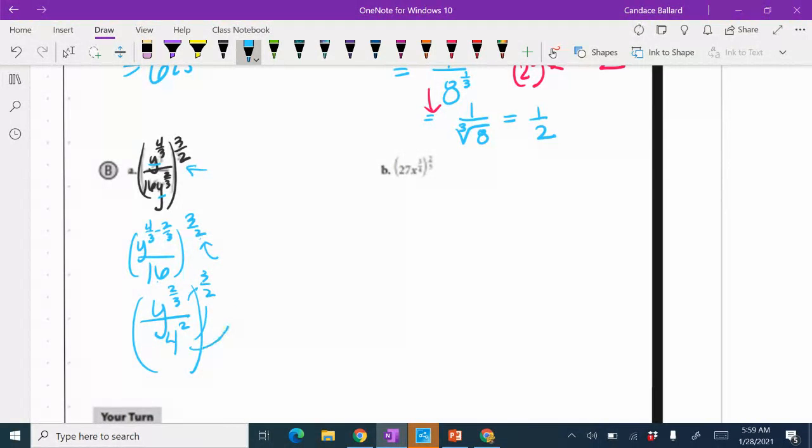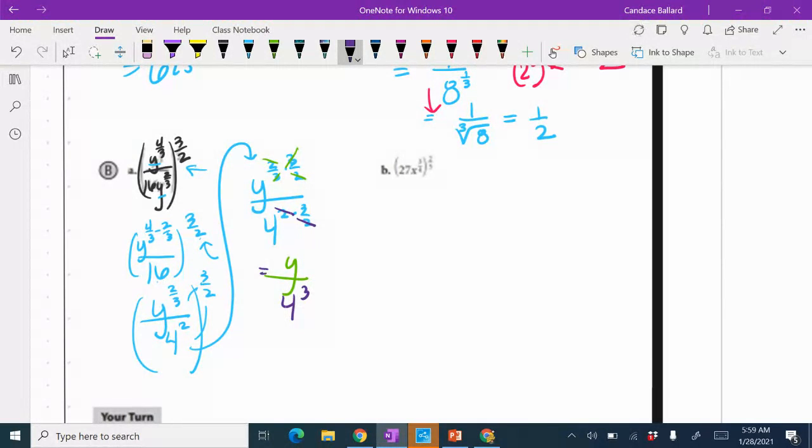Now I'm supposed to distribute this in. So I get y to the 2/3 times 3/2 over 4 squared times 3/2. I'm noticing that my 2's cancel, my 3's cancel, so in my numerator I just get y. In my denominator, the 2's cancel, so I get 4 cubed, which means that 4 cubed is 64.